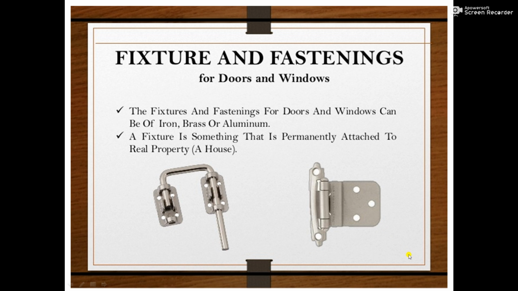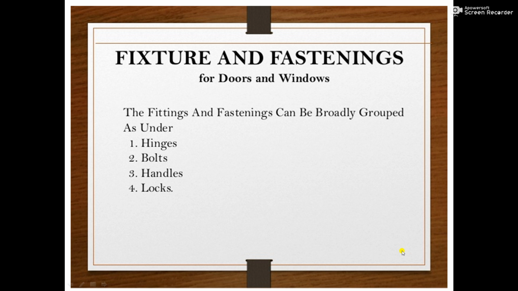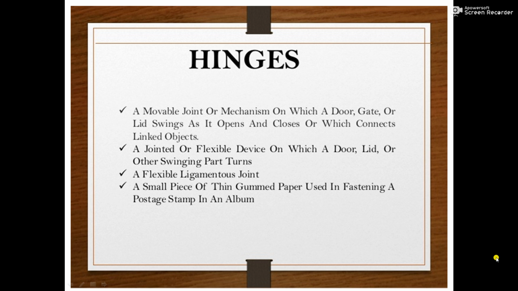So now we will see one by one. The fittings and the fastenings can be broadly grouped under hinges, bolts, handles and the locks. So all the fixtures and the fastenings, whatever we are going to use to fix the door and windows in the house, are categorized into the following four groups: the hinges, bolts, handles and the locks. First we will see the hinges.